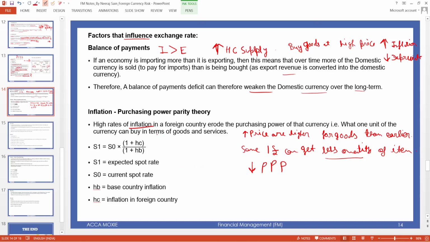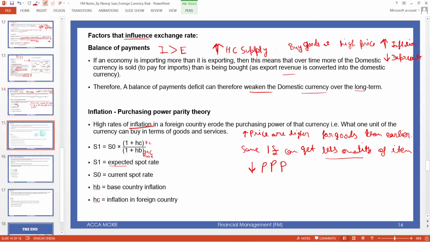Due to inflation. So inflation has a bad effect on purchasing power parity, so our expected spot rate will also reduce. This is the formula for calculating this. B is the home base currency, or you can say home currency, and this is the foreign currency. You can calculate this by formula.